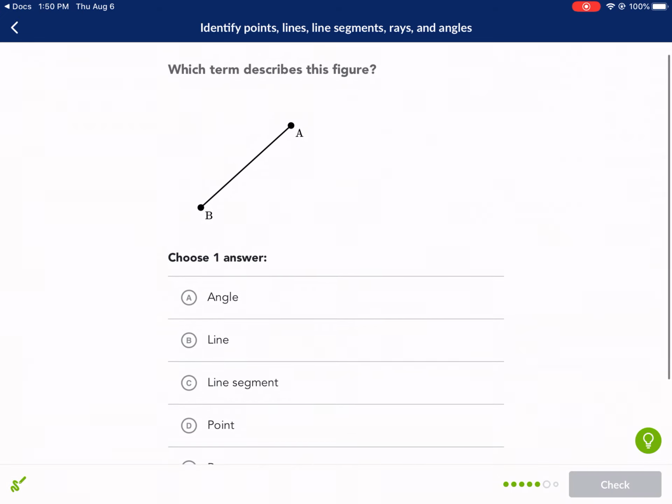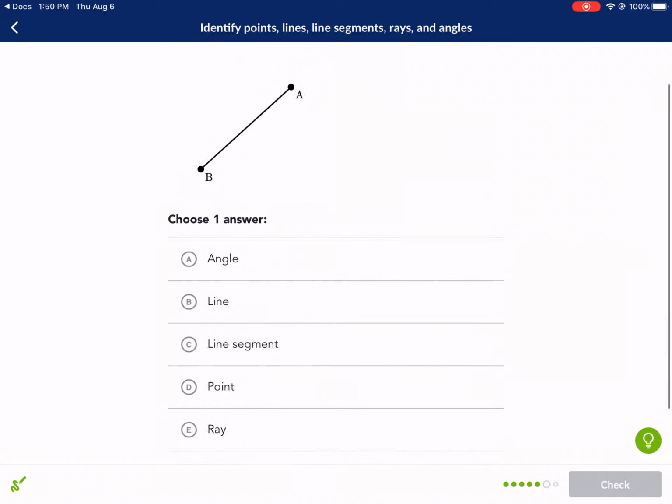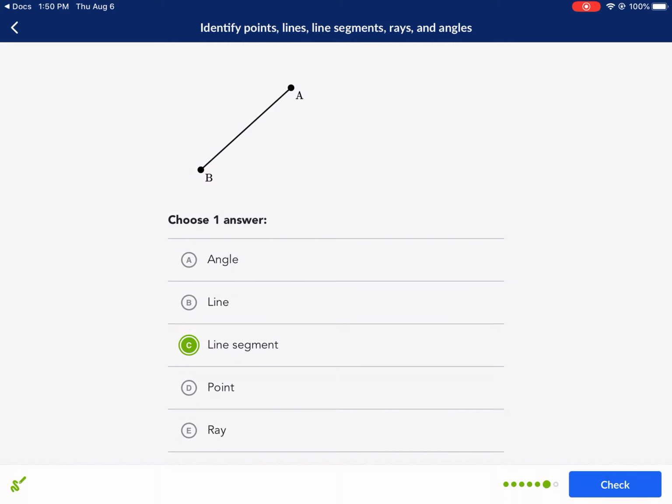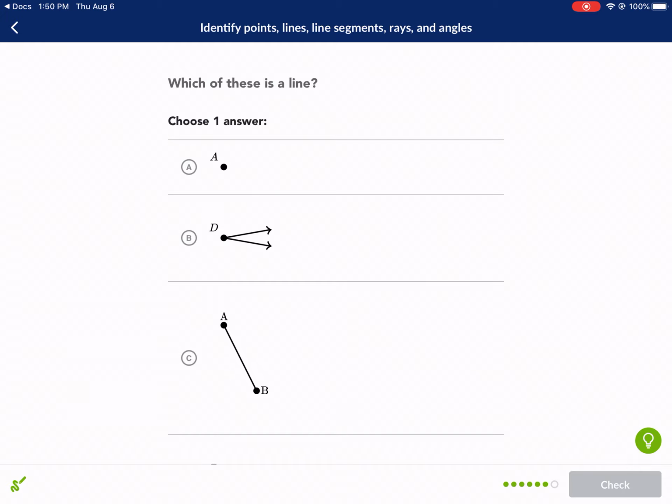Okay, next one. Which term describes this figure? This is clearly a line segment because it has a start at B, a stop at A, or the other way around. So this is a line segment. It does not continue on forever in both directions.